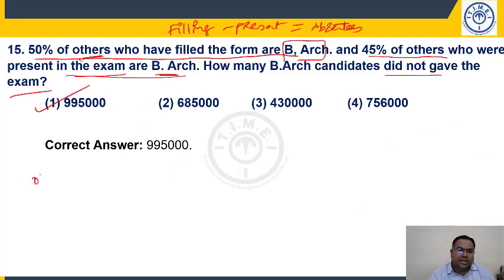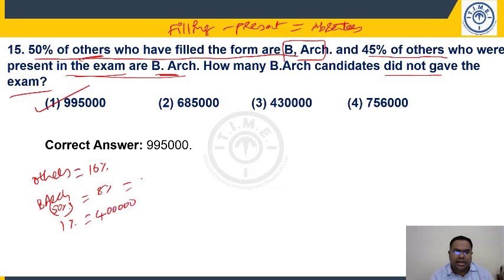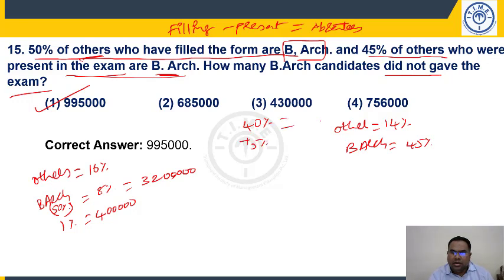So 50% of others. So others is how much? 16%. 50% of this is BR, half, 8%. We know 1% will be 4 lakhs. For the first pie chart, 8 into 4, 32 lakhs. Similarly, others is 14%. Out of this, BR is 45%. So I'm saying 40% plus 5%. 10% is 1.4, 40% will be 5.6, 5% will be 0.7. So it will be 6.3%.